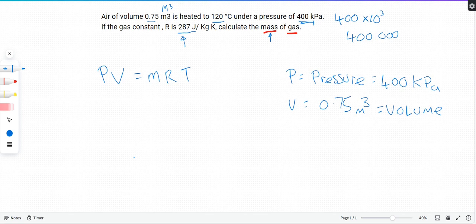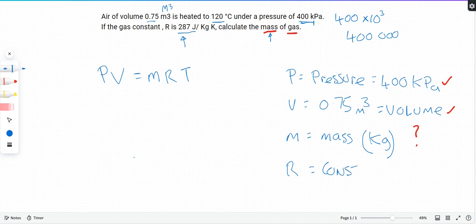We're not expanding it, we're not doing anything to it really, we're just heating it at that volume. M is the mass, which we've got to find. I don't know what the mass is. If we keep it in all the SI units, it'll come out in kilograms. R is the gas constant, which is just a number depending on the gas, which is 287.